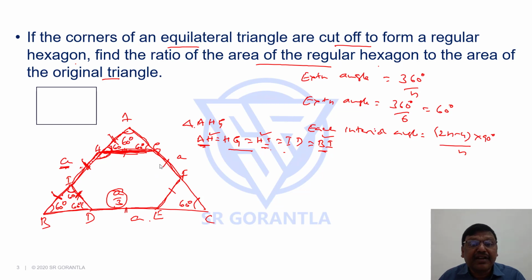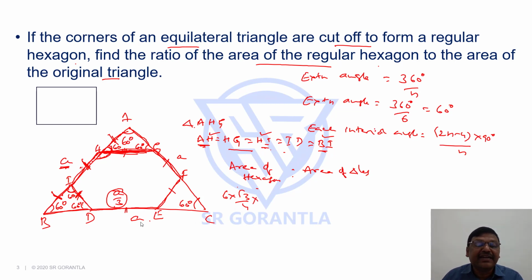Now we want to find the ratio of the area of the hexagon to the area of the original triangle. You know, area of hexagon formula is 6 into root 3 by 4 into side square. What is side? A by 3 whole square. And what is the area of equilateral triangle? You know, area of equilateral triangle is root 3 by 4 into side square. What is side here? We assumed A, so A square.